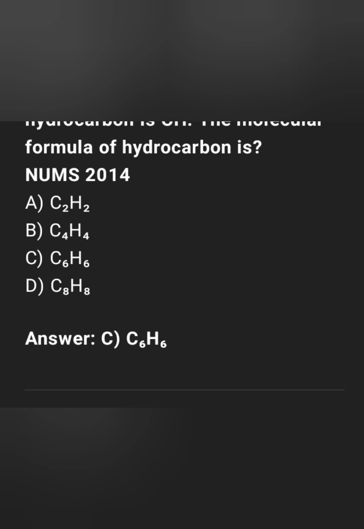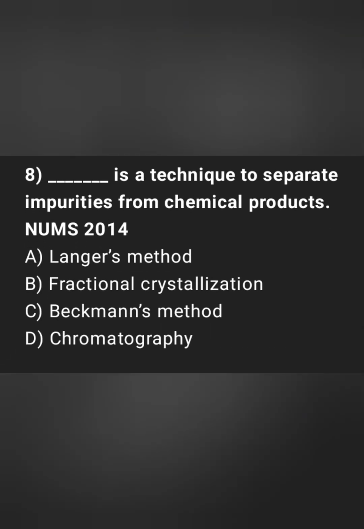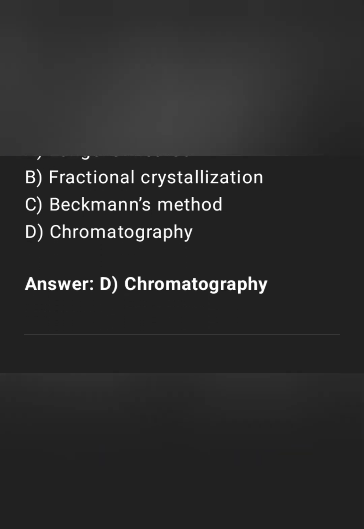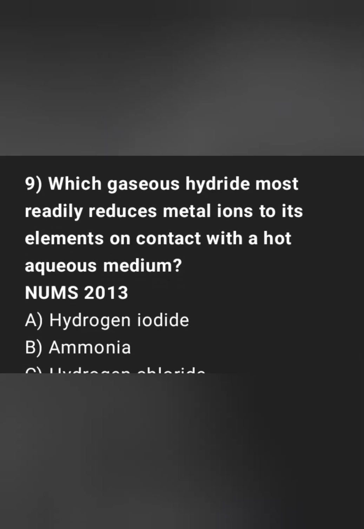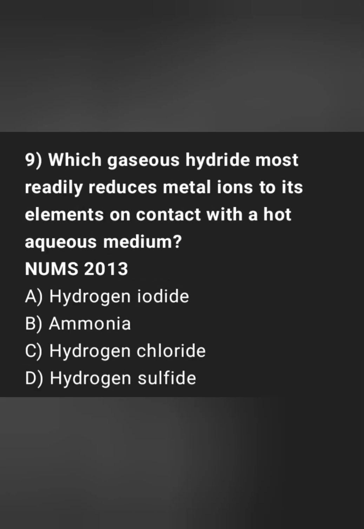8. Which is a technique to separate impurities from chemical products? A. Lassaigne's method. B. Fractional crystallization. C. Beckmann's method. D. Chromatography. Answer D, chromatography. 9. Which gaseous hydride most readily reduces metal ions to its elements on contact with a hot aqueous medium?